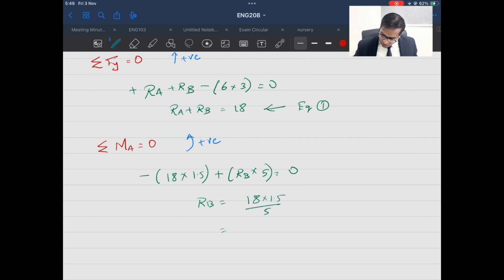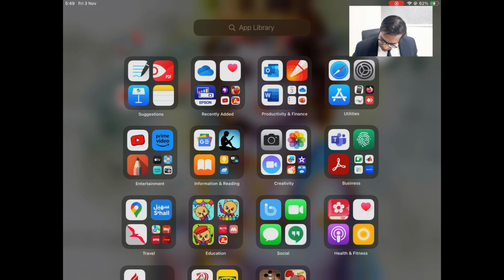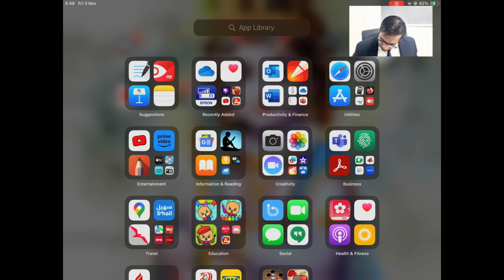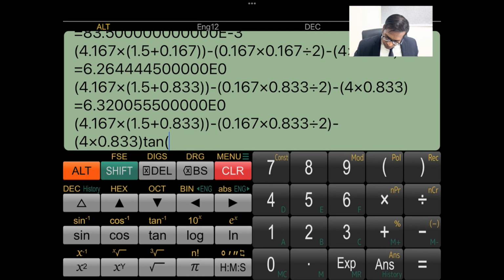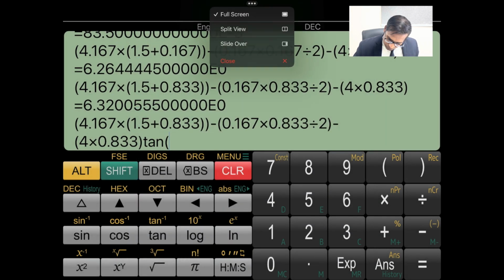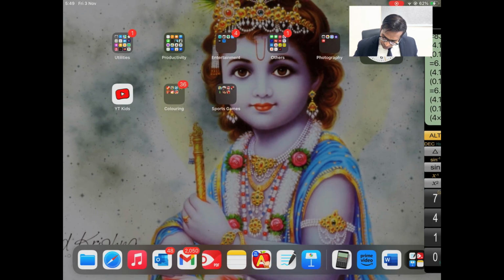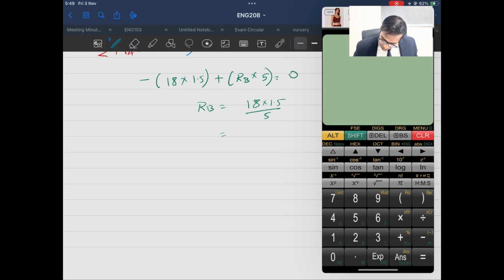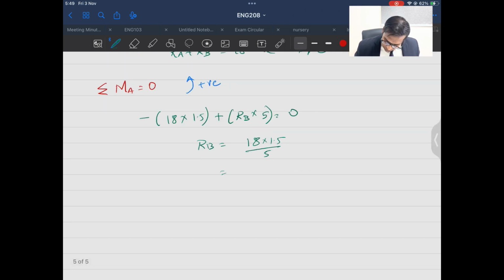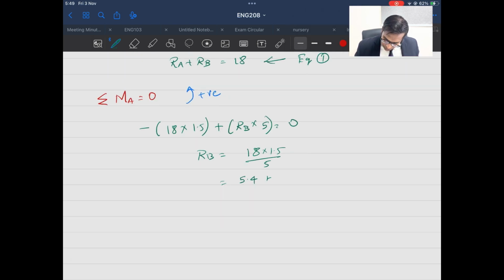If I quickly look at my calculator, here it is. So 18 into 1.5 divided by 5 is 5.4. So here we have 5.4 kilonewton RB. And now I am going to substitute this equation 2 in 1.